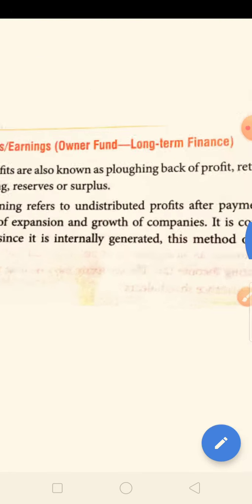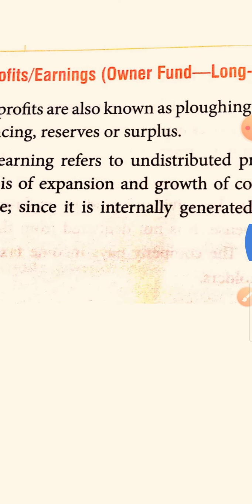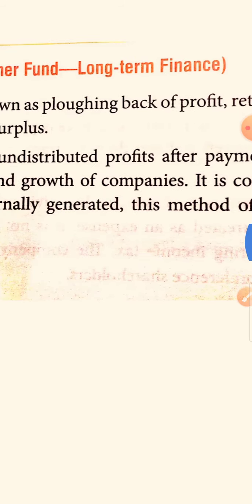So clearly they are saying that retained earning refers to undistributed profit after payment of dividend and taxes. After we have paid taxes and dividend, what we have saved and kept aside, that is called retained earning, for the expansion and growth project of the company. So this is the retained earning, my dear student.